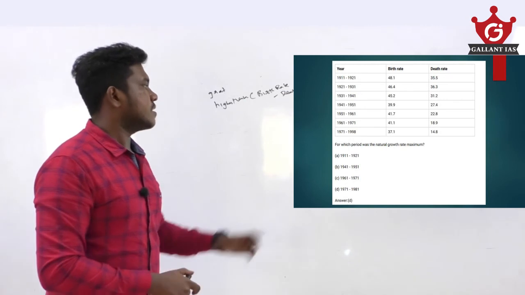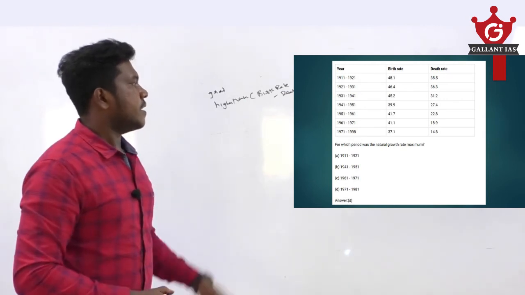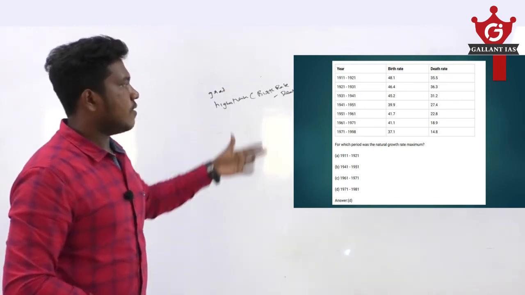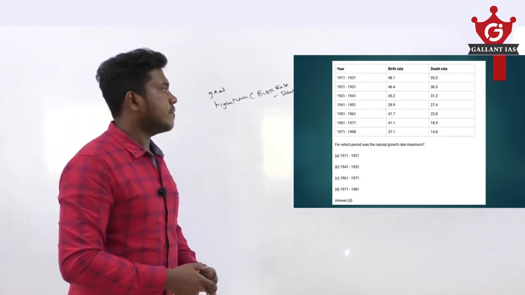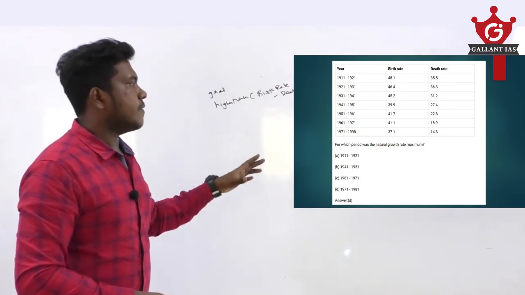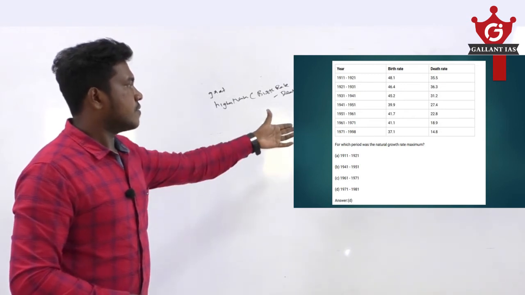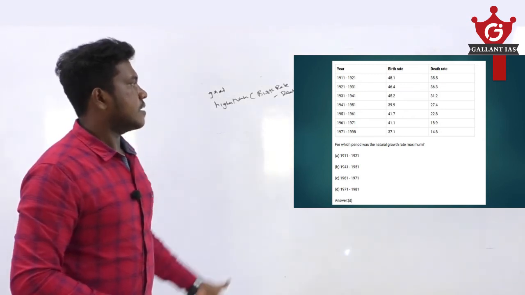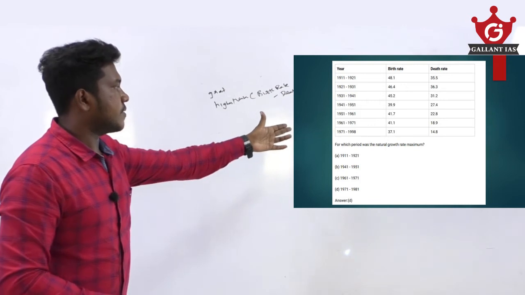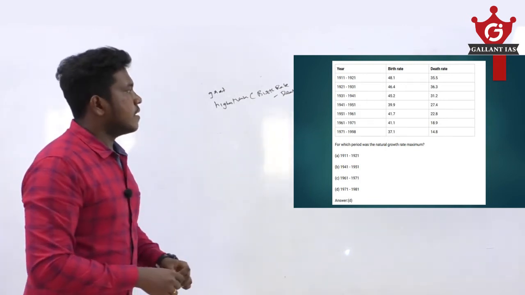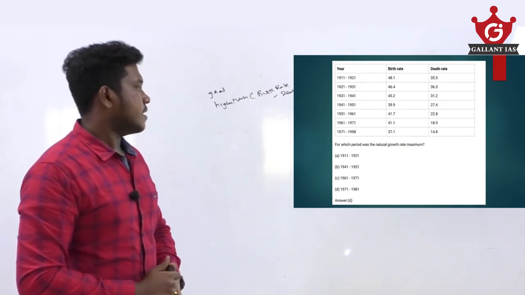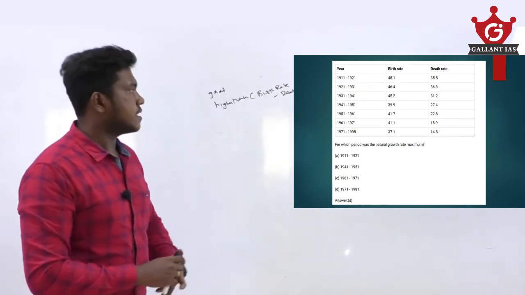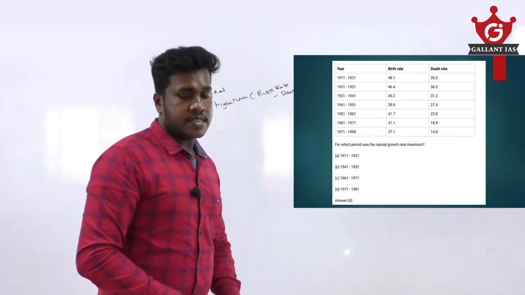It should be 37.1 minus 14.8, and when you check all the other values, they will be much lesser. When you subtract, you will be getting a lesser value compared to the last period. Anyway, check it by yourself. Your answer should be D, that is 1971 to 1981. It's a very simple question, simple mathematics.